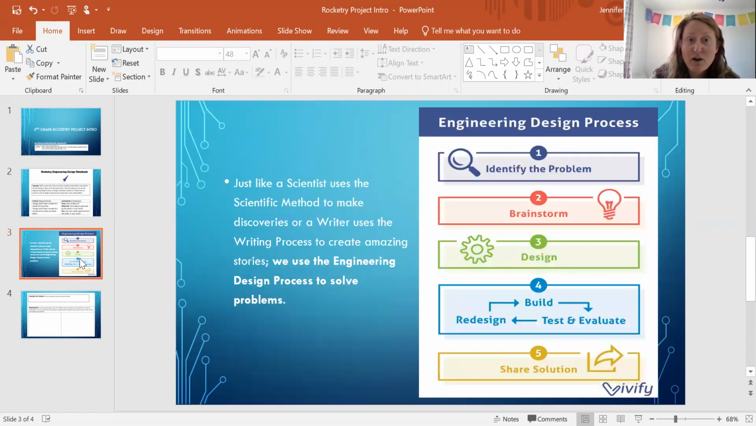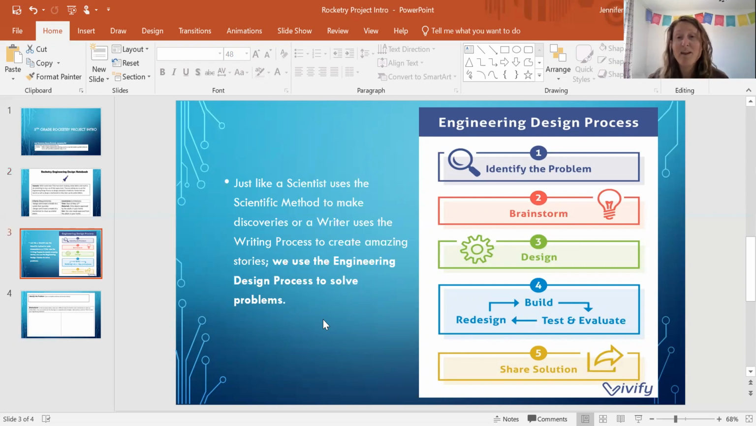All right, and then as you know, a scientist doesn't just snap their fingers and make a discovery. They use the scientific method to make a discovery, and a writer doesn't just, poof, make the perfect story. They use the writing process. They brainstorm ideas and make a rough draft and make edits. It is similar for us as engineers. We are going to be using the engineering design process to help us with this big problem.